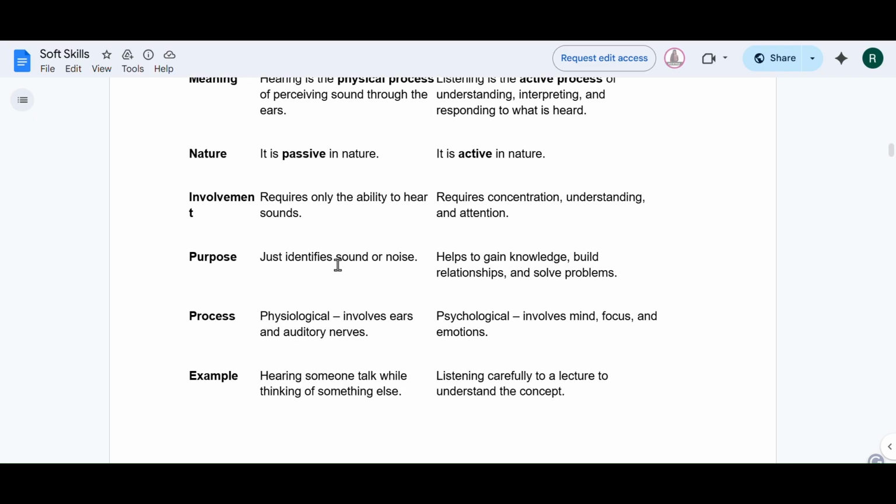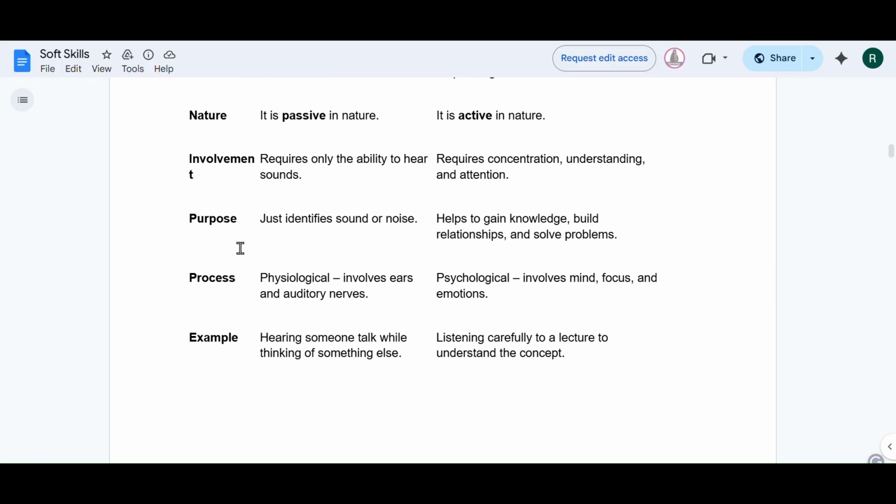Involvement: hearing requires only hearing ability, meaning if the ears work, it's enough, we can hear anything. Listening involves concentration, understanding, and attention. All these things are required for listening. Purpose: hearing is used to just identify a sound or a noise, whereas listening helps to gain knowledge, build relationships, and solve problems.